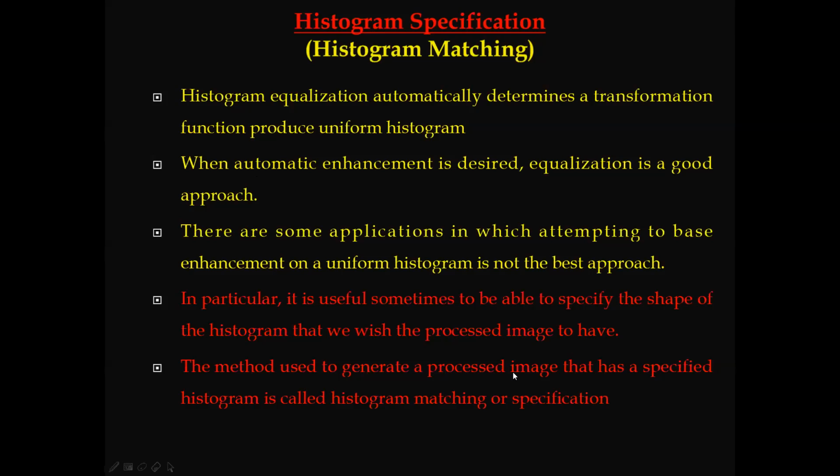The method used to generate a processed image that has a specified histogram is called histogram matching or histogram specification. Generally we have an input image, for which we can create a histogram. We process the image to get a processed image, and then we get the histogram of the processed image. But in histogram matching, we define the histogram initially, and according to that histogram we get the processed image. So we get the processed image by specifying its histogram directly. That is called histogram matching.